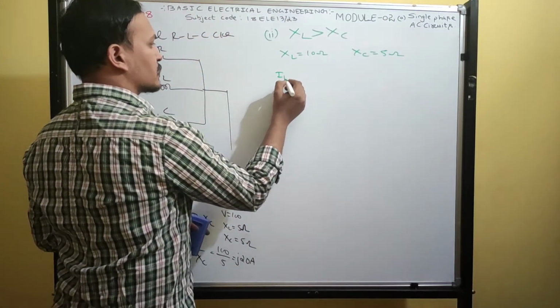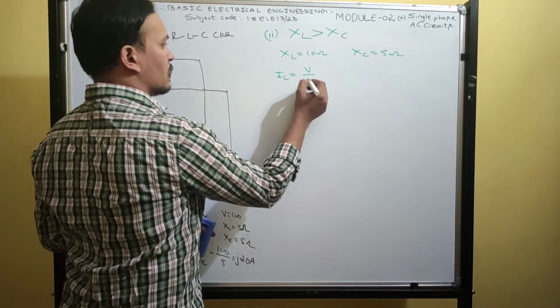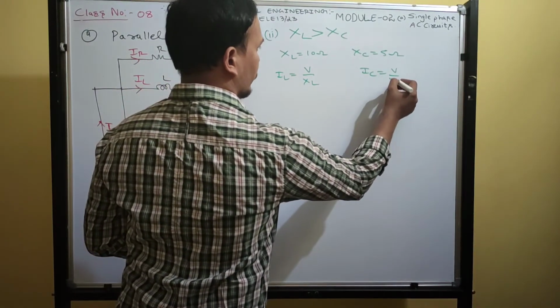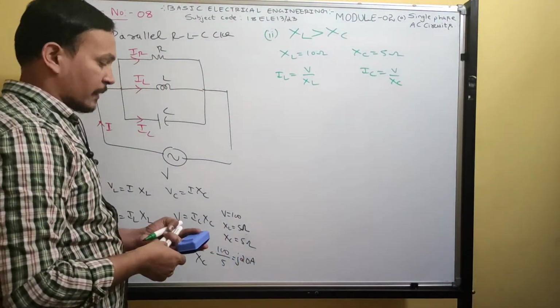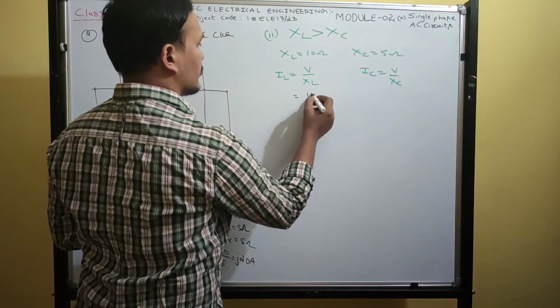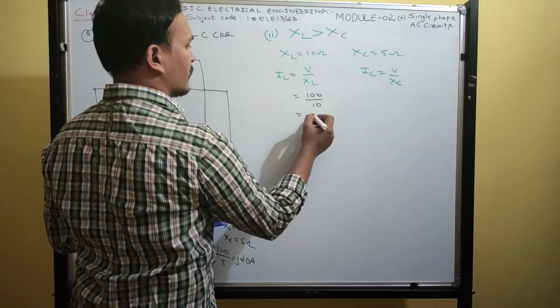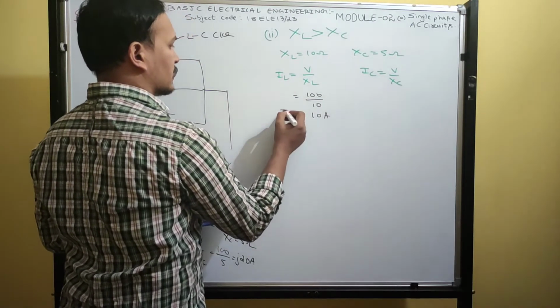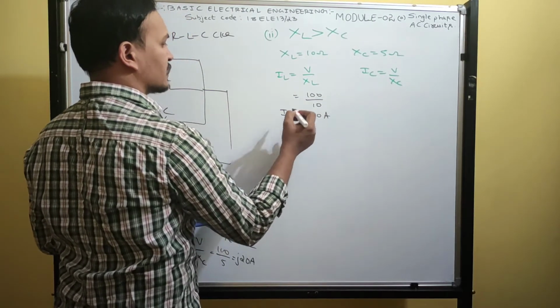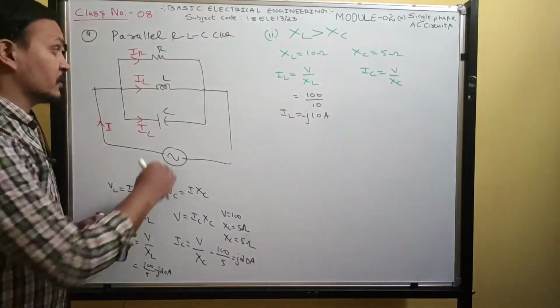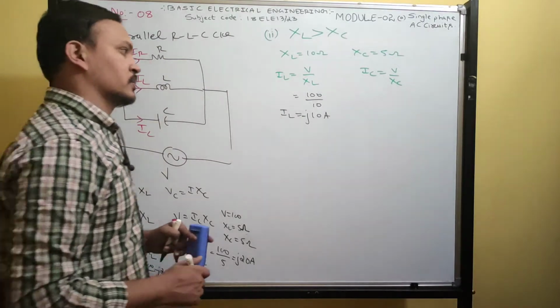We know that what is current flowing through the inductor formula? Okay, V by XL. What is current flowing through the capacitor? V by XC. Okay. So, what is the voltage? 100 volt. What is XL? We have taken 10. 100 by 10, 10 ampere. Inductor current, you write minus J, because we are taking reference as voltage, because we are analyzing parallel circuit.